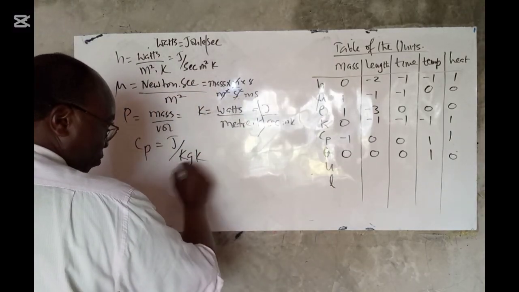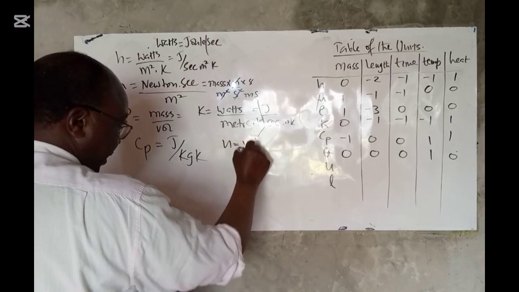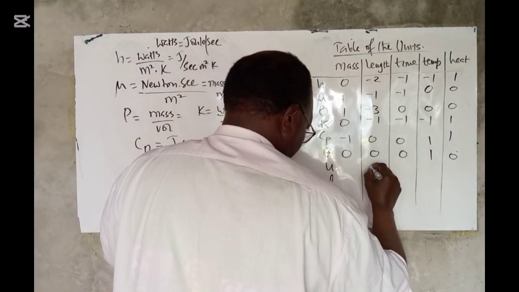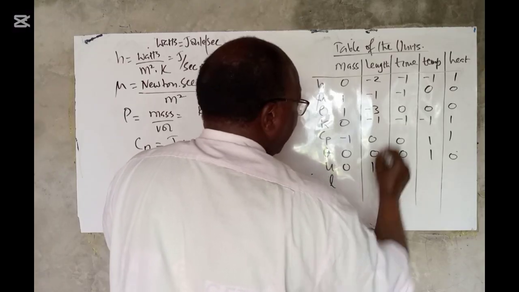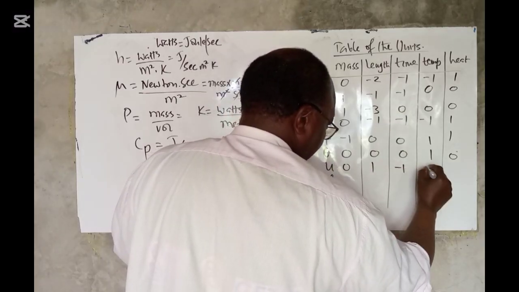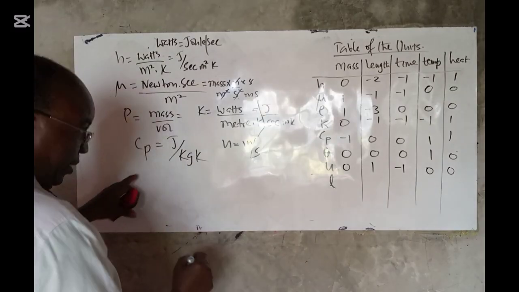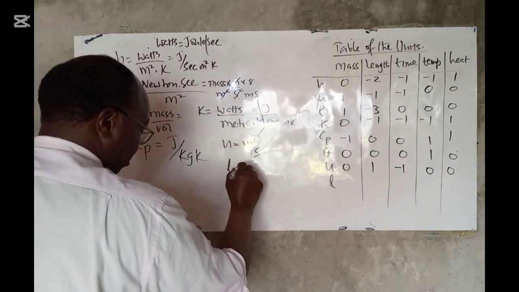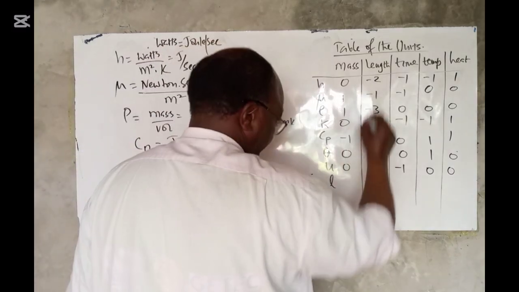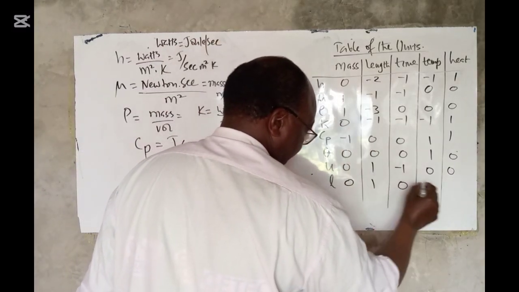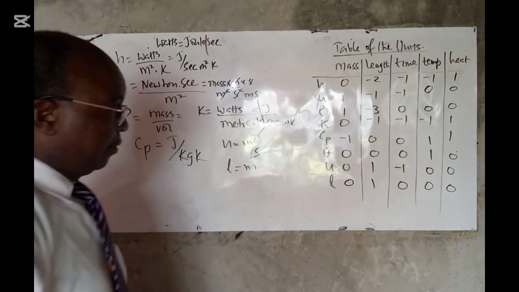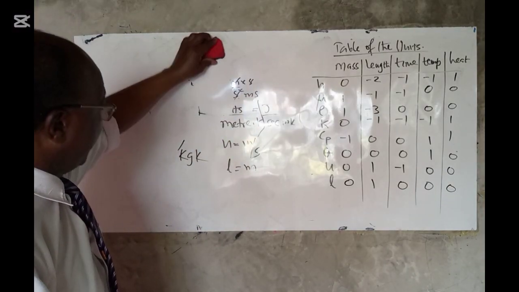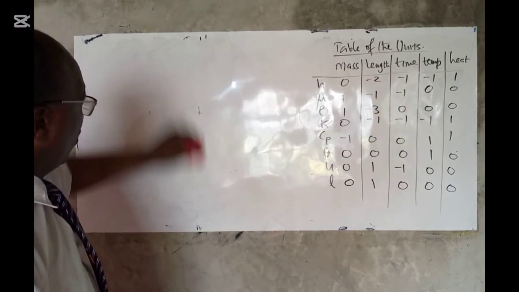Fluid velocity is meter per second. So for fluid velocity, length is 1, mass 0, time minus 1, and the rest 0. And then we finally have length. The characteristic dimension L is simply meters, so length is 1, and the rest are 0. Very important for us to note those quantities. You need to know the units.